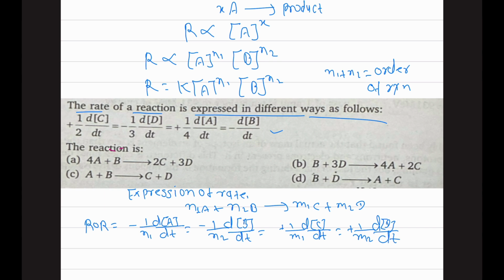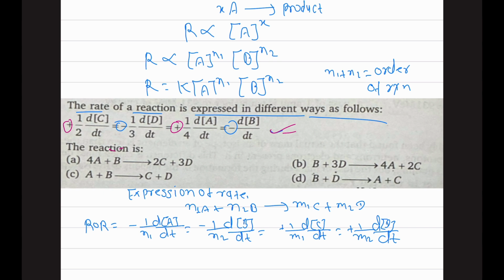On the basis of this we can simply write for this expression. See which one is correct. Here plus sign, here also plus sign. Plus sign represents formation of product, appearance of product, and negative sign represents disappearance of reactant.